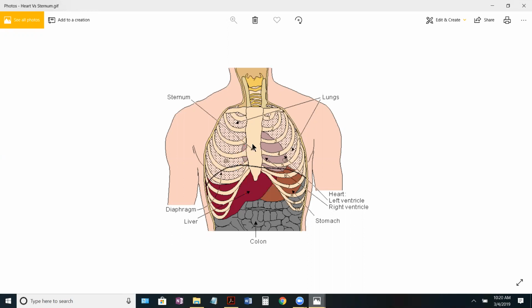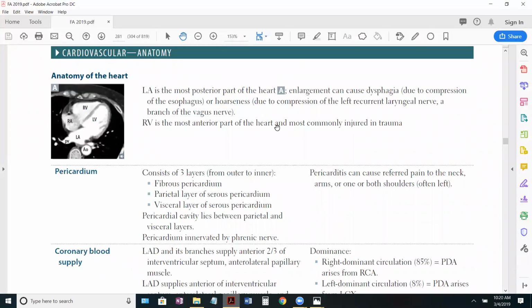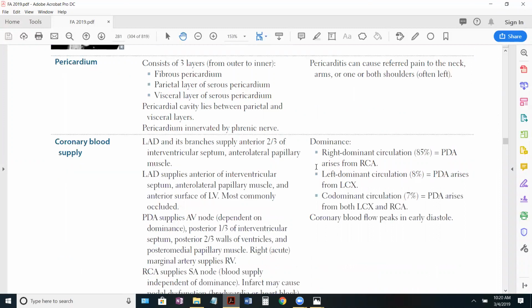But remember that as most of the other anterior surface is made by the right ventricle, the most common area to get damaged during chest trauma is the right ventricle, and that is associated with the anatomical concept. So the right ventricle forms the anterior surface of the heart, and that is injured most commonly in trauma.